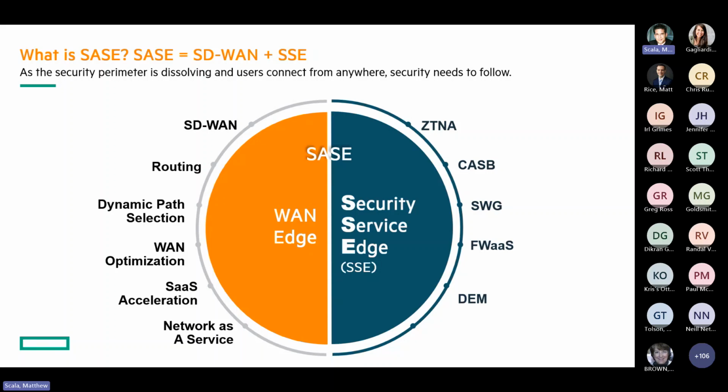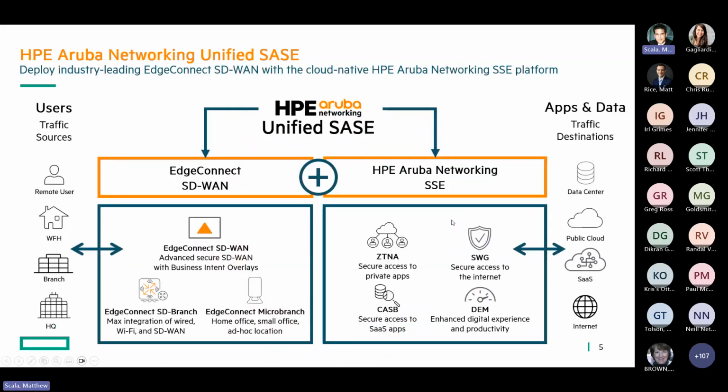And then SSE is really the component of that. So when we talk about SASE, that is SD-WAN plus SSE. If you're not consuming SD-WAN today, or maybe you have a different solution or you're just not ready for it, but you do want to provide things like a VPN replacement, a very secure web experience, this is where SSE comes into play.